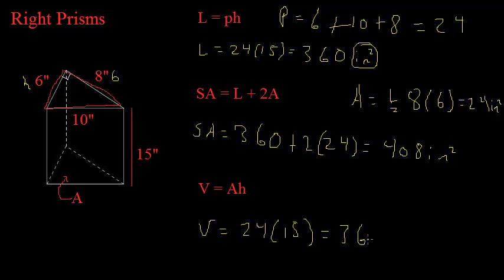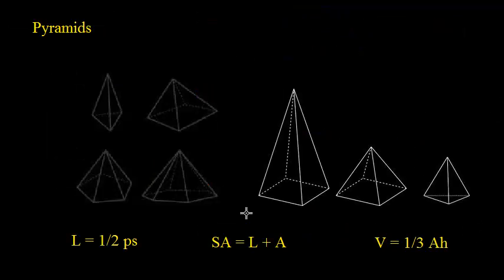Multiply that together and we get 360, and our units now are inches cubed. And when we're dealing with volume, we're dealing with a three-dimensional object, and our units are cubed. So even though it has the same number as our lateral surface area that we found earlier, it is a completely different measurement because it's talking about a cubic inch versus a squared inch, a three-dimensional object versus a two-dimensional object. So those are our right prisms.